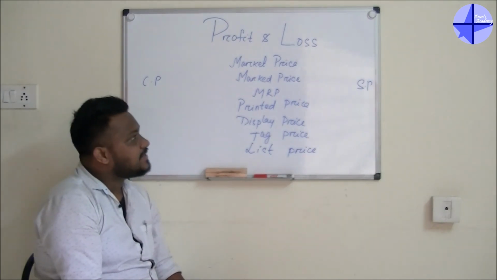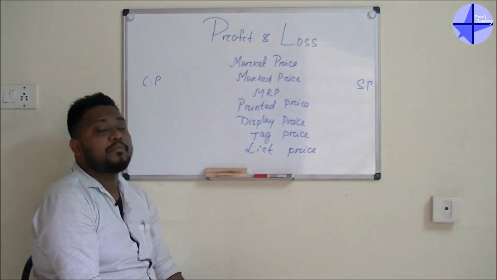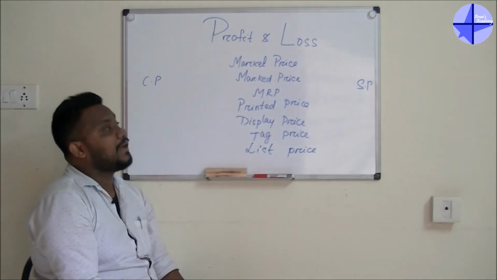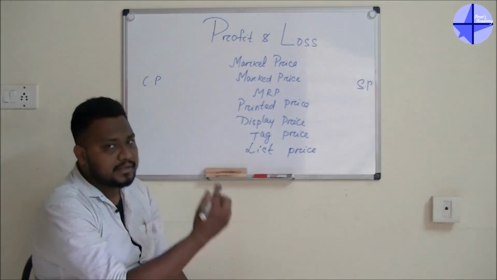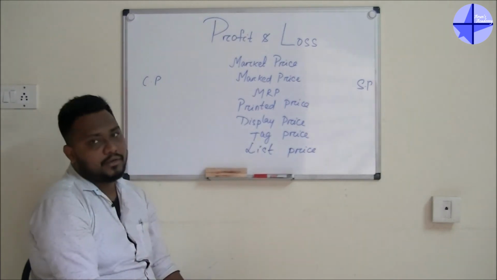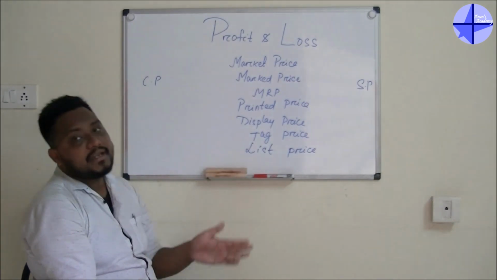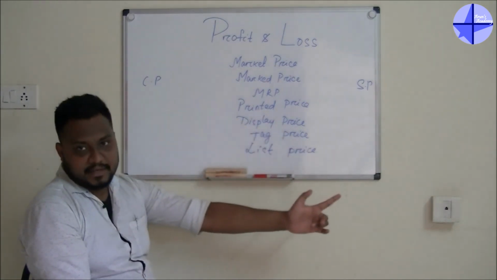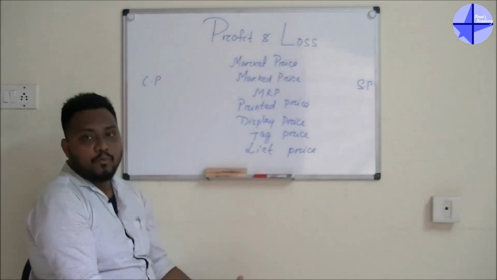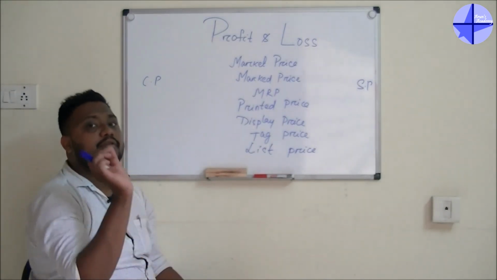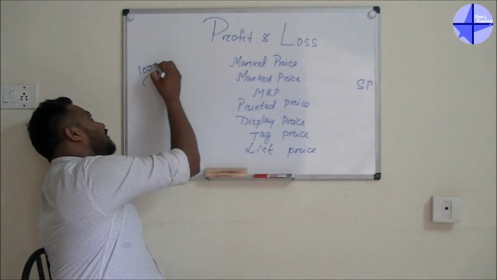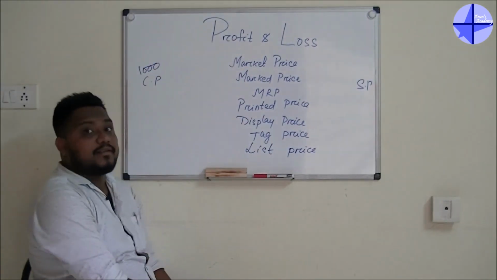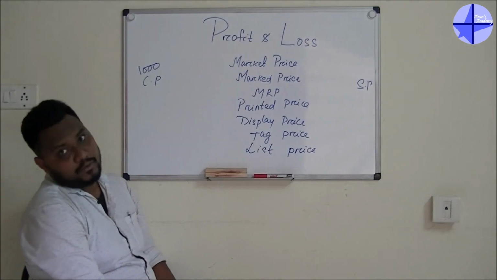Okay, so guys, there is no proper formula, there is no proper logic for market price, mark price and all. So if you want to remember the thing, I will give you one very simple way to remember, that is the intermediate thing of your cost price and selling price. To make it more easy, I will take one simple example. Let's say the cost price of one article is 1000 rupees.